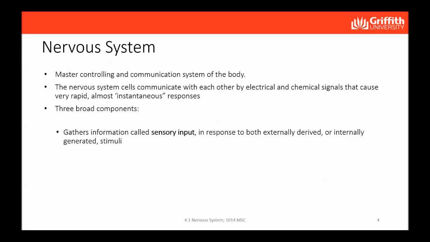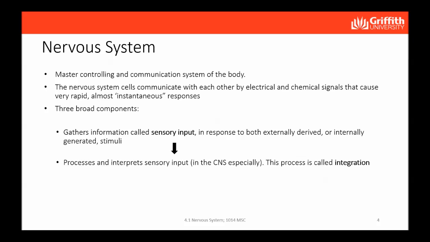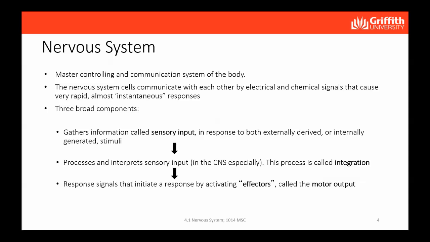It gathers information, which we call sensory input, via the millions of sensory receptors that monitor change both inside and outside the body. It then processes and interprets sensory input and decides what should be done at each moment. This process is called integration. And finally, the nervous system activates effector organs, the muscles and the glands, to cause a response called the motor output.